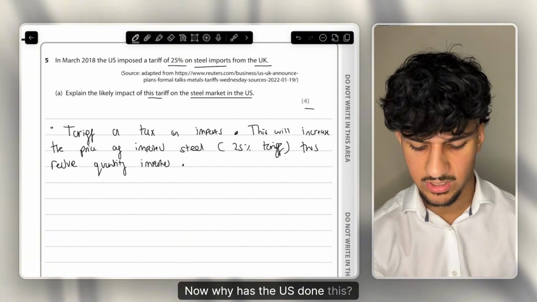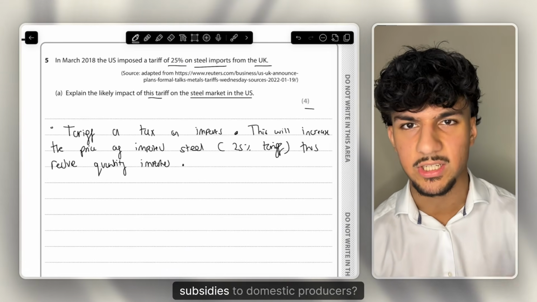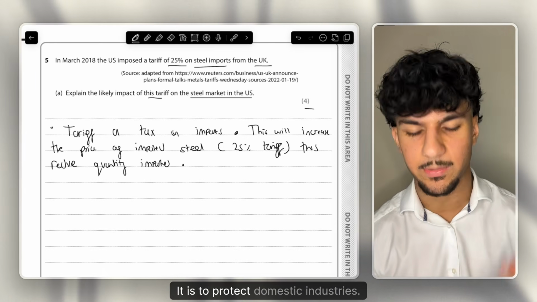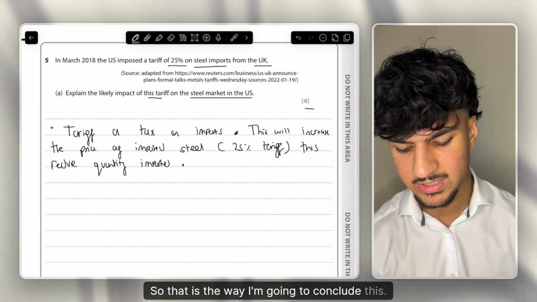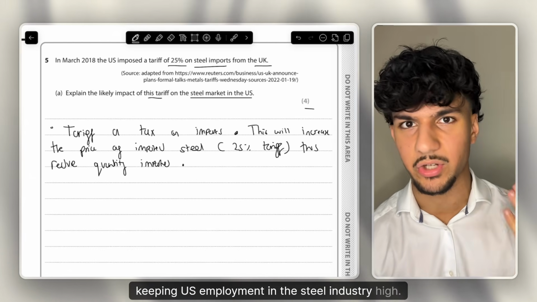Now, why has the US done this? What is the reason behind setting these tariffs, setting these trade barriers like quota subsidies to domestic producers? It is to protect domestic industries. So that is the way I'm going to conclude this. This protects domestic industries, keeping US employment in the steel industry high.